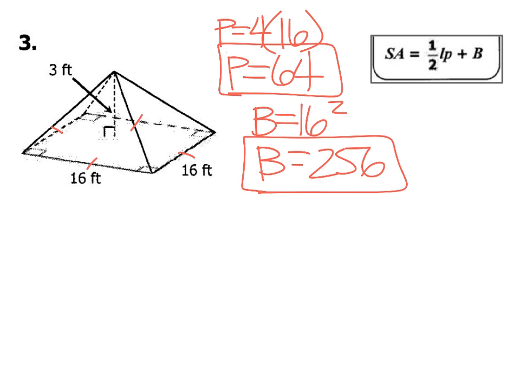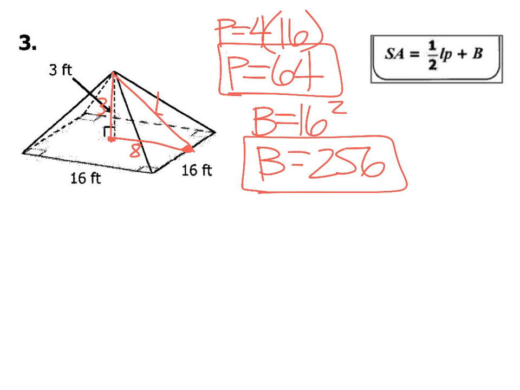Now we still need to find that slant height. So an important thing I want you to notice, if I erase those little marks, we have the height. We know the distance from the center to the edge is going to be half of 16. It's going to be 8. And then our slant height goes from here to here, okay? We don't know what our slant height is, but we do know that the height of our pyramid is 3. So this is 3 right here.